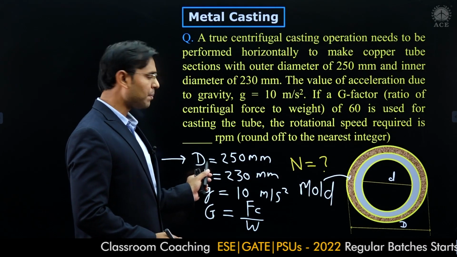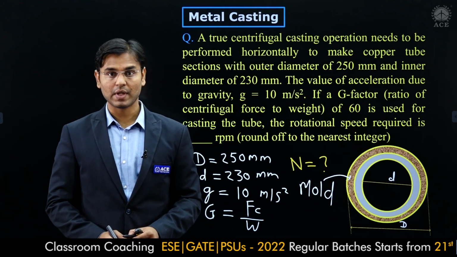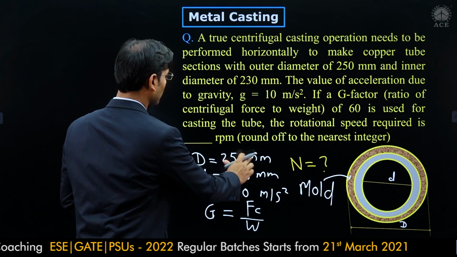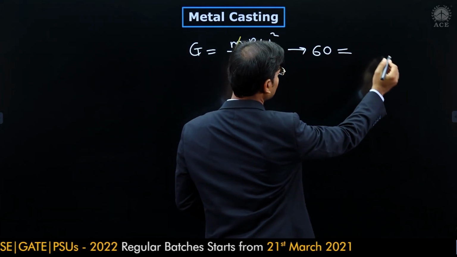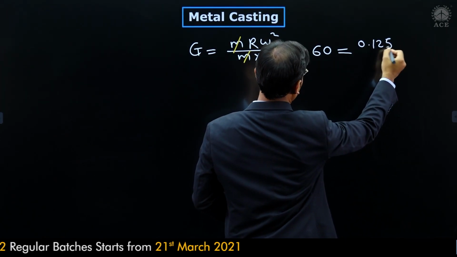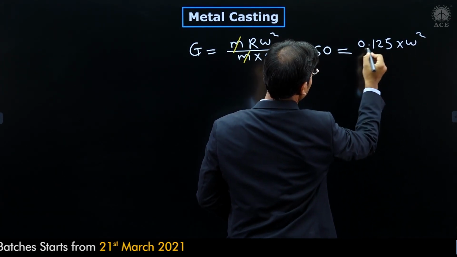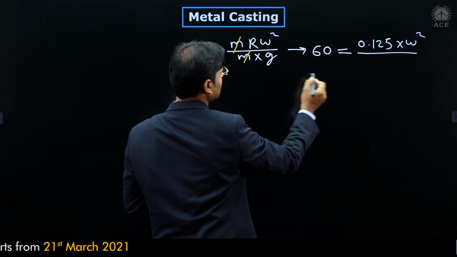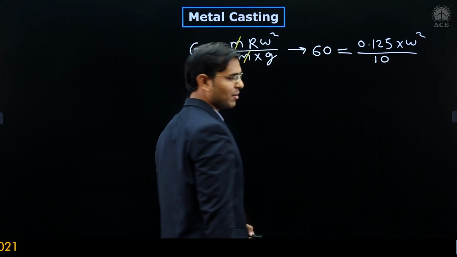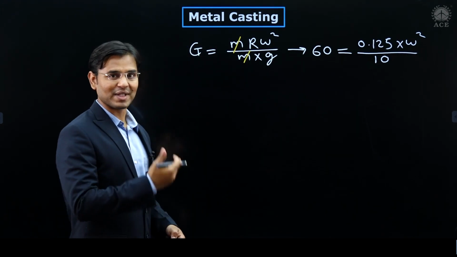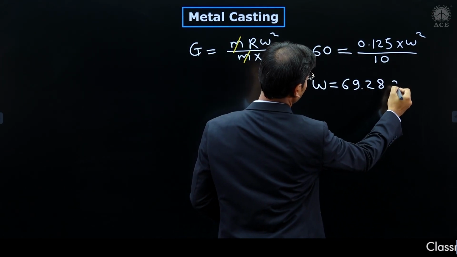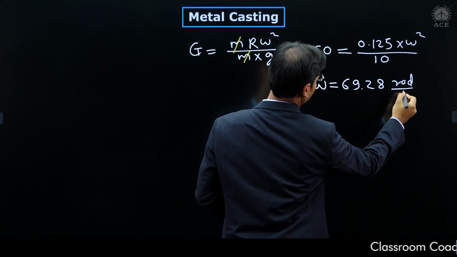But diameter, capital D, is given in millimeter. I am converting that into meter. It is 250 millimeter, now here I am writing 125 millimeter. Then it is 0.125 meter into omega square divided by G. What is the value of G? Don't take by mistake 9.81, it is given in the problem, that is 10. Omega is 69.28 radian per second.